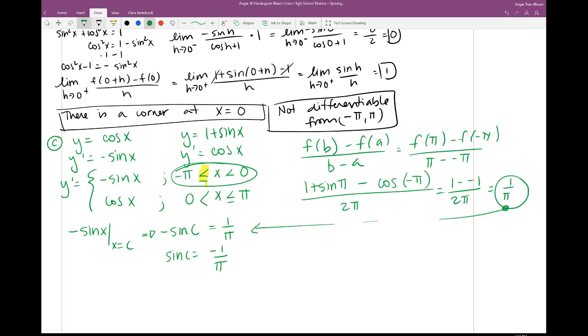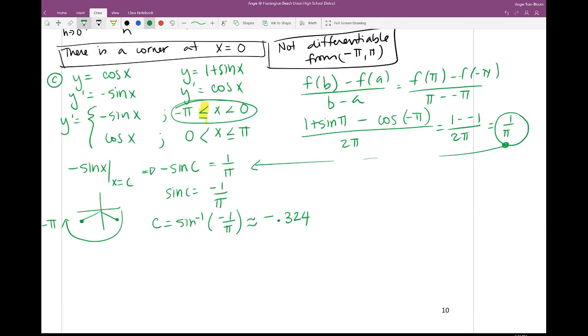Sine is negative in these two quadrants, because your restriction was from negative pi to 0. So I have to cover both of the quadrants, quadrant 3 and quadrant 4. When I put this in the calculator, c equals sine inverse of negative 1 over pi. The calculator is going to give me a decimal, negative 0.324. So that's this first angle right here, negative 0.324.